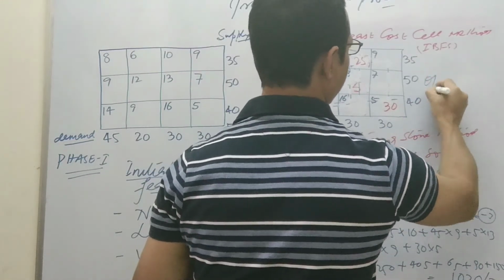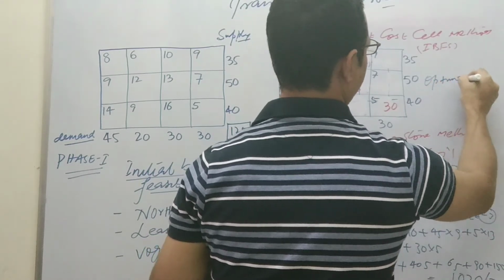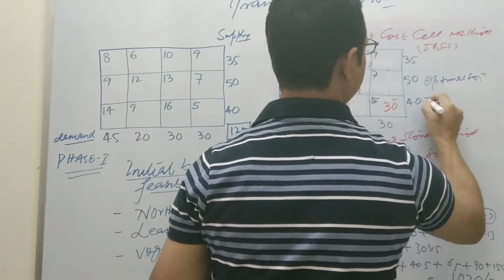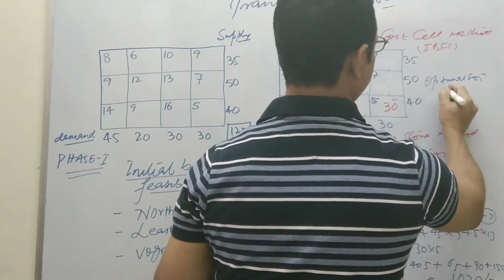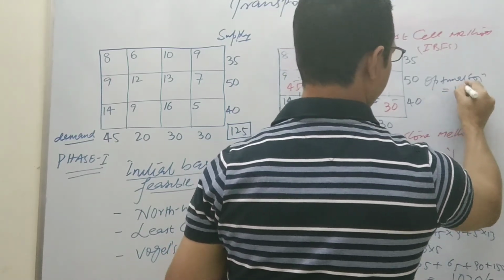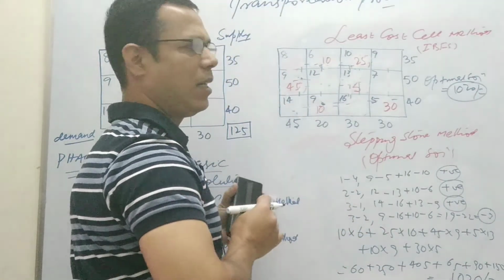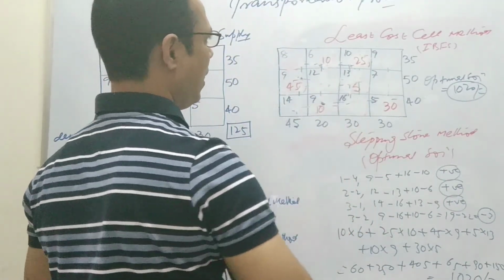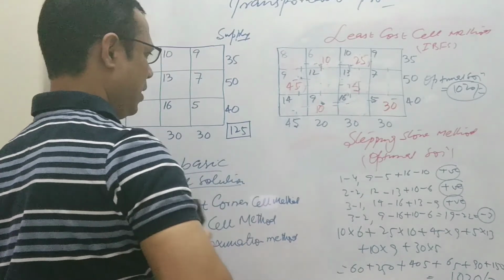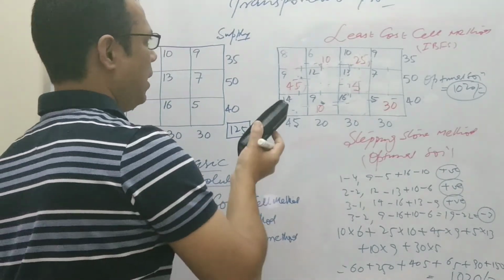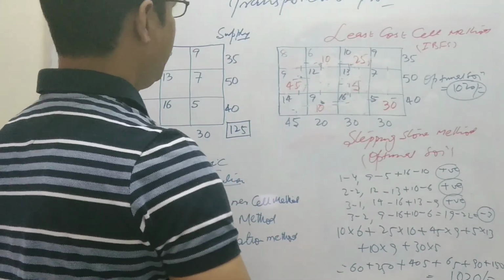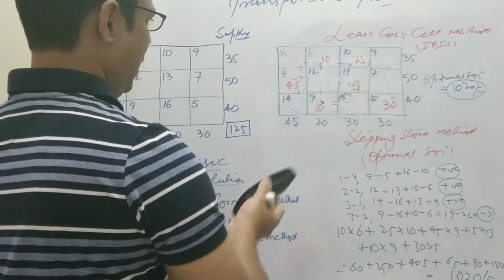So the optimal solution by applying the stepping stone method is the result 1, 0, 2, 0. So very basic ideas, very basic concept, you just need to apply it to solve. These are the steps you need to apply to solve the transportation problem by applying the stepping stone method.